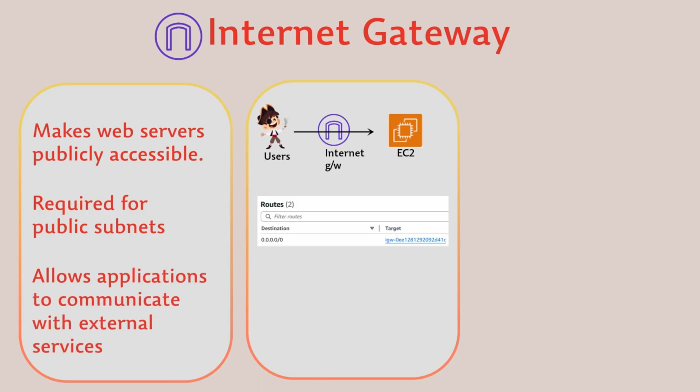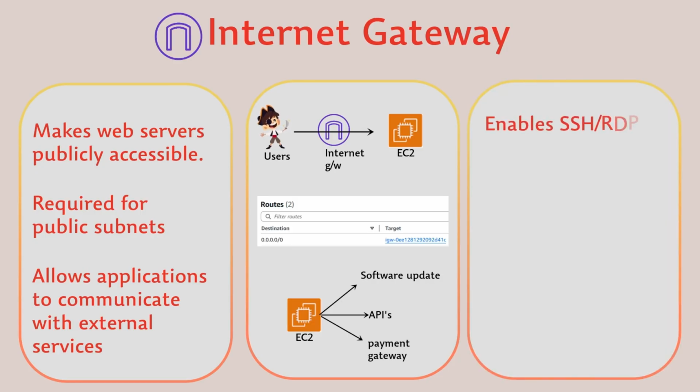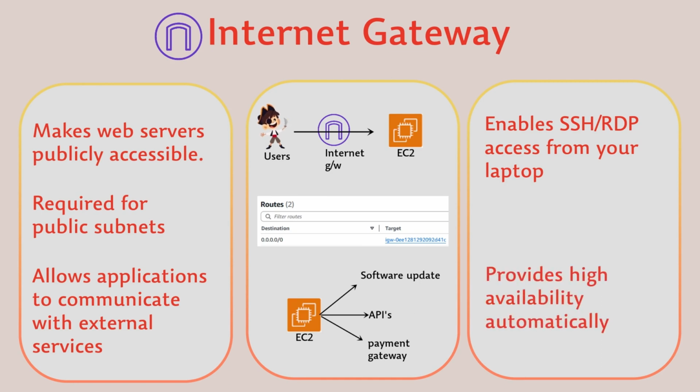For example, a server can download software updates, call third-party APIs, or connect to payment gateways. It enables SSH and RDP access from your laptop. Administrators can remotely connect to EC2 instances in public subnets for management and troubleshooting. It provides high availability automatically because it is managed by AWS itself.